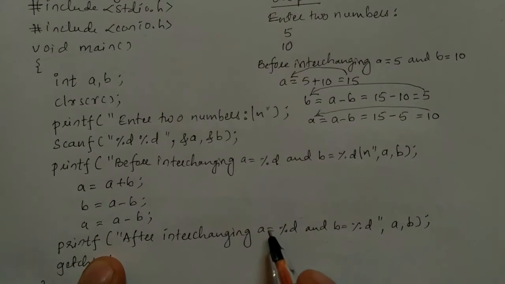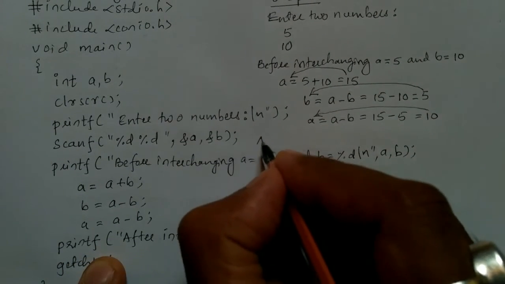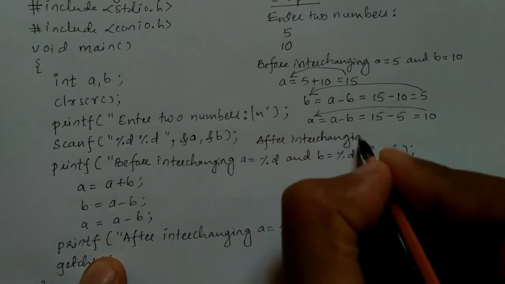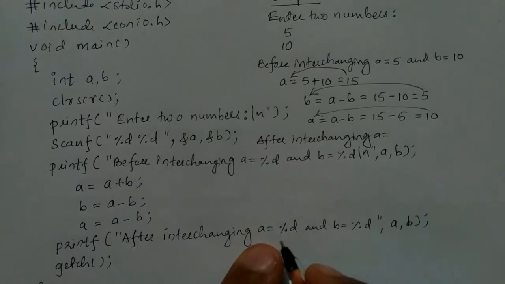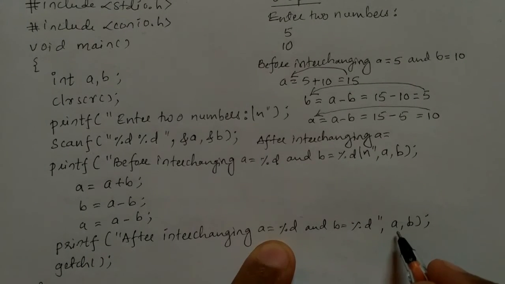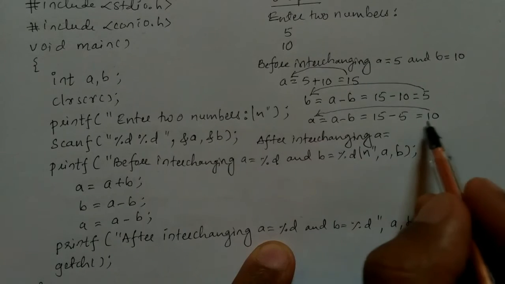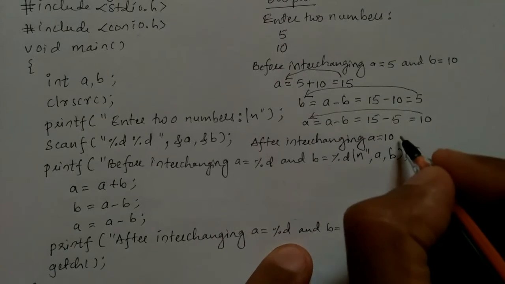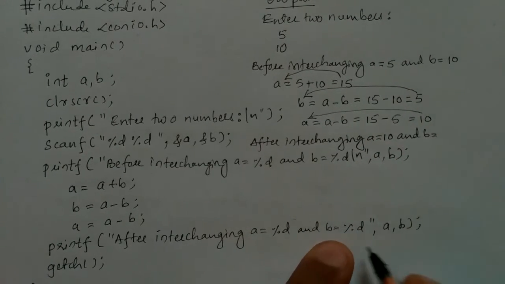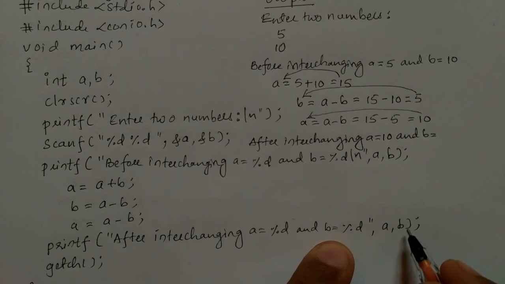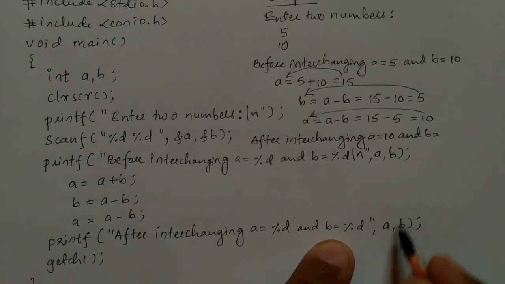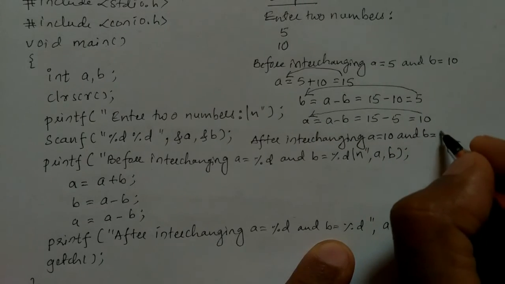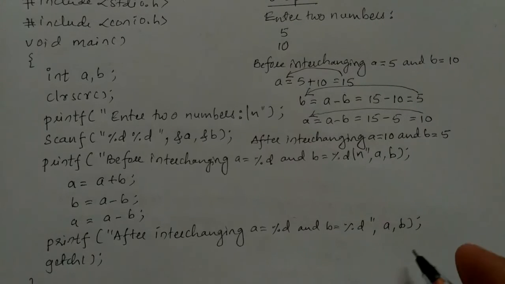So after interchanging a is equal to, here I am going to write "after interchanging a is equal to %d" associated with the variable a. Now what is the value of variable a? That is 10. So here we are going to write 10 and b is equal to will be printed as it is, and %d, and this format specifier is associated with variable b. So what is the value stored in b now? It is 5. So b is equal to 5 will be printed.